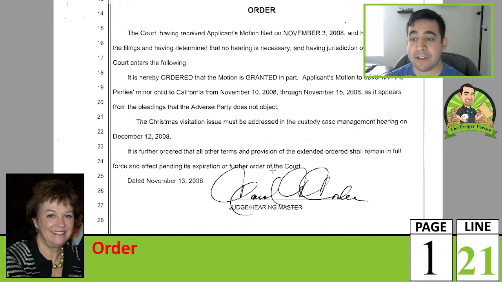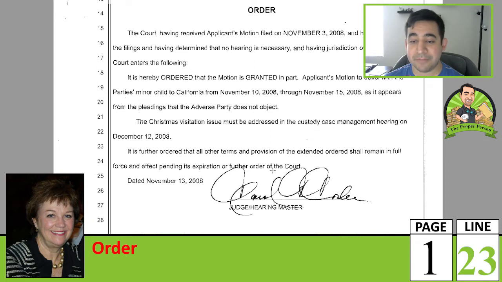The next paragraph is where the domestic master agrees with me. The Christmas visitation issue must be addressed in the custody case management hearing on December 12th. So I filed a response opposing this specific window of time that my ex was requesting on the basis that it should be brought before the child custody action, the district judge who was presiding over that case, not the domestic master, and the domestic master agreed with me and denied my ex's request there.